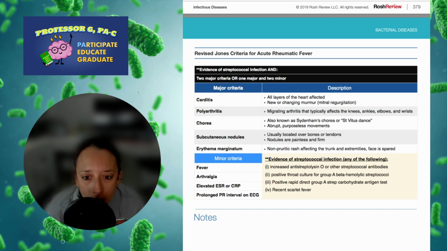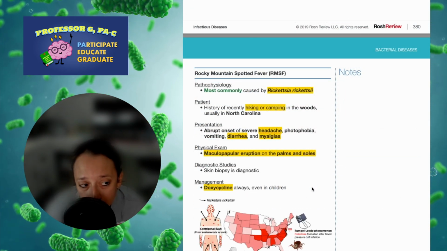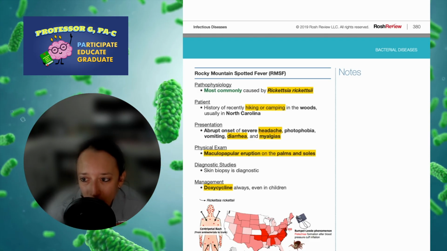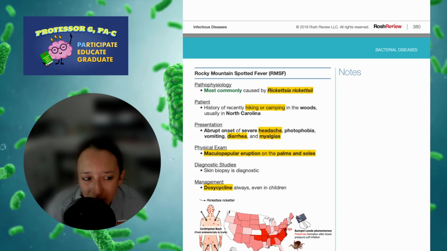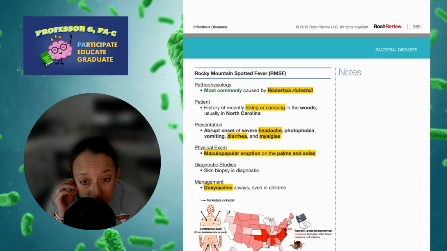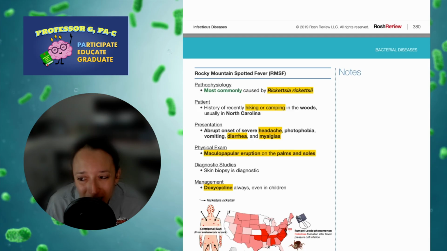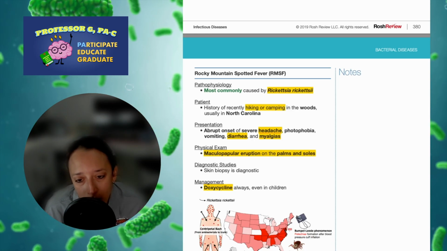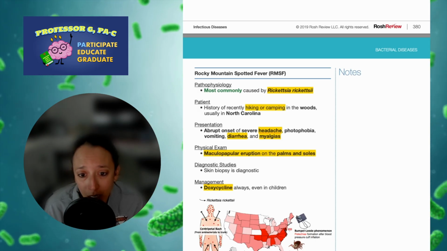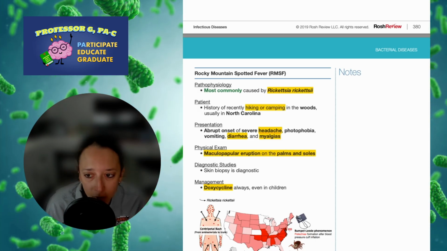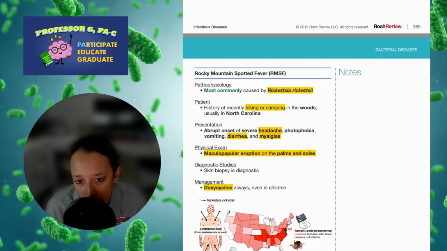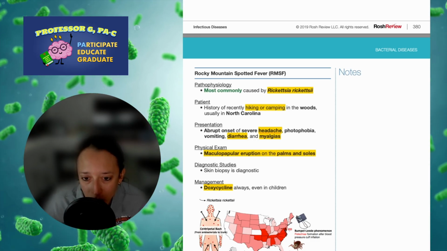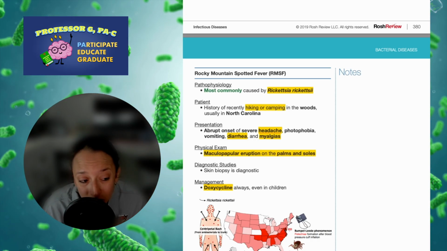Okay. Let's keep going. So next up we have Rocky Mountain Spotted Fever. This is most commonly caused by Rickettsia rickettsii, and we're going to look for usually camping or hiking. And Rocky Mountain Spotted Fever is transmitted via the Dermacentor tick, and it's most common in the southeastern United States, especially North Carolina. So we'll see a patient often with recent hiking or camping history, and presentation is usually an abrupt onset of severe headache, fever, myalgias, nausea, and vomiting. On physical exam, we want to look for that classic maculopapular rash that starts on the wrists and ankles and spreads to the palms, soles, and trunk.